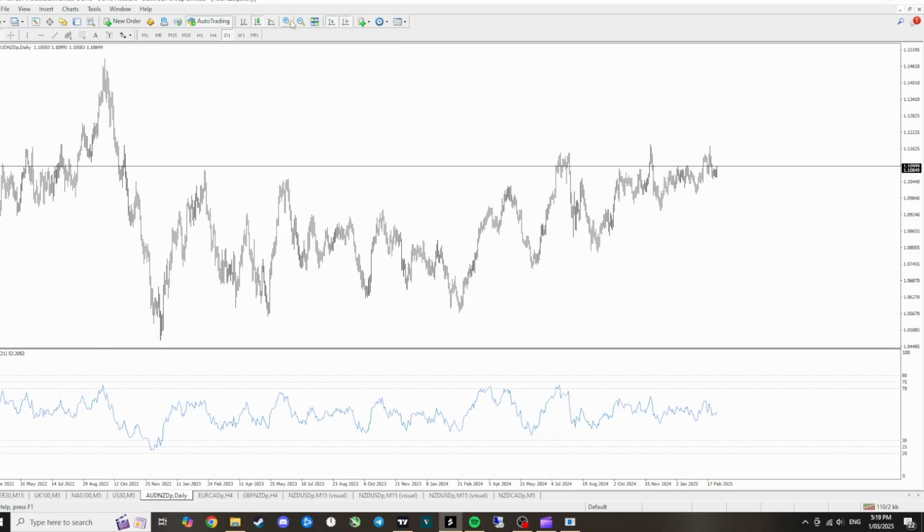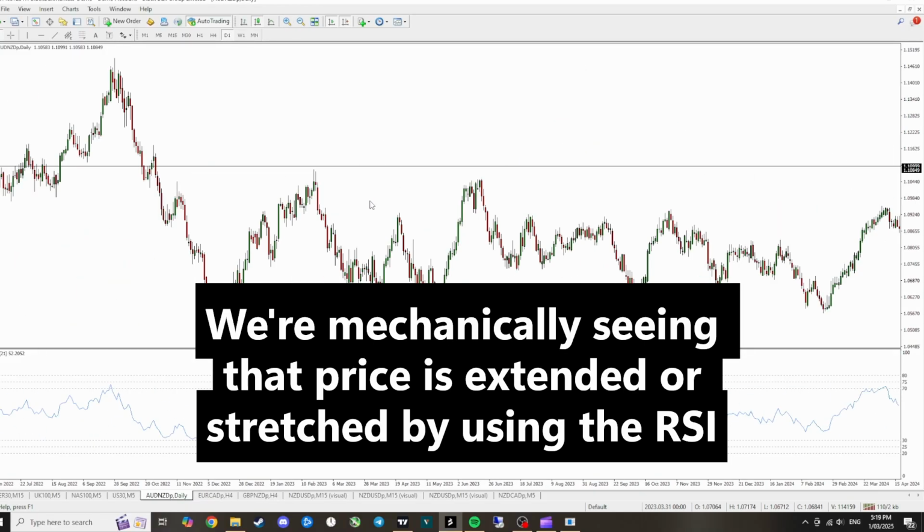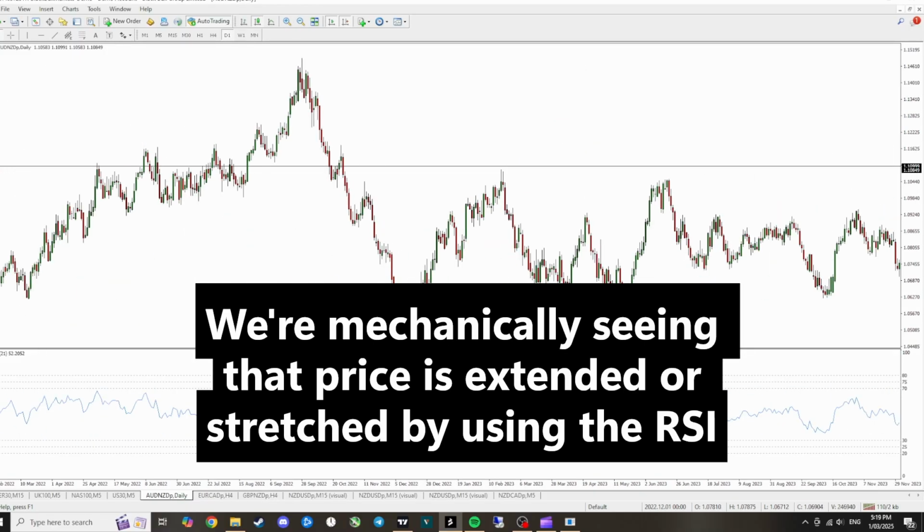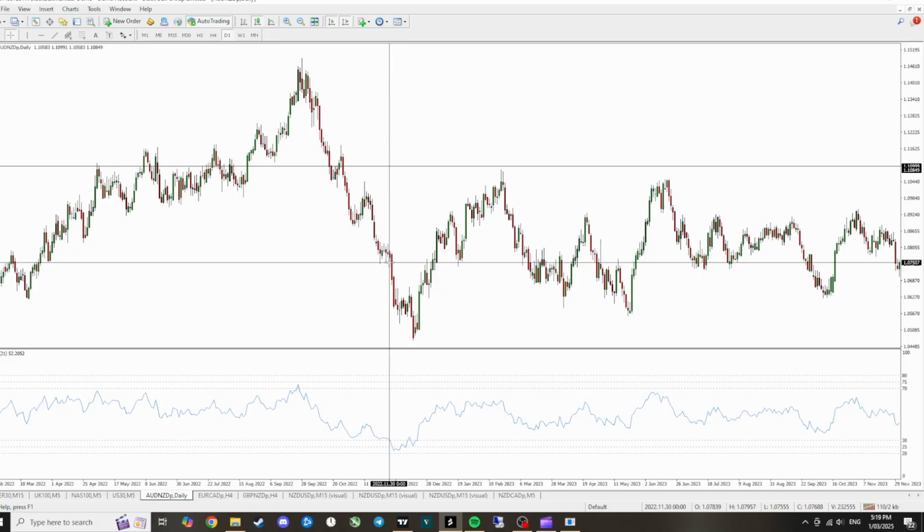Now we can't actually time this perfectly, so instead of using a hard stop loss, we're going to average into our positions. So as you can see over here, we were extended below the 70 right here. Now if I do a crosshair, it's actually on this candlestick here. So if I mark this out, we're going in for longs because it's extended down.